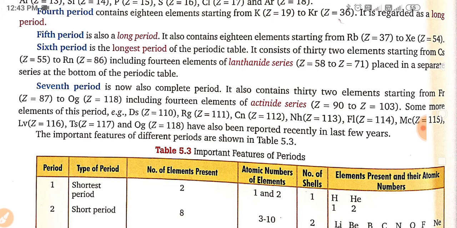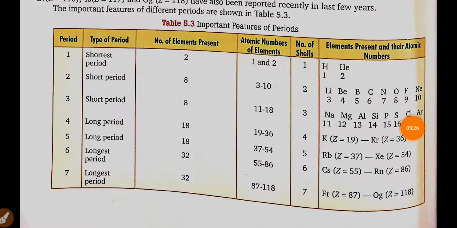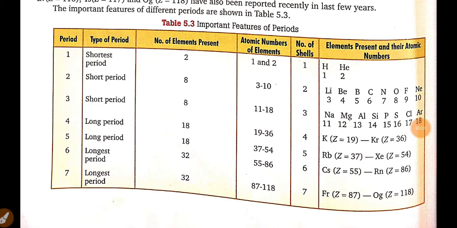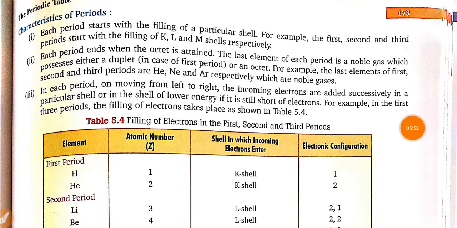The important features of different periods are shown in the table. In short, the important features of the periods are given. First is the shortest period, number of elements 2, atomic numbers 1 and 2. The second period is a short period, and the third period is also short, and so on. You can see the elements present and their atomic numbers. In short form it was given. Now we read the characteristics of a period.